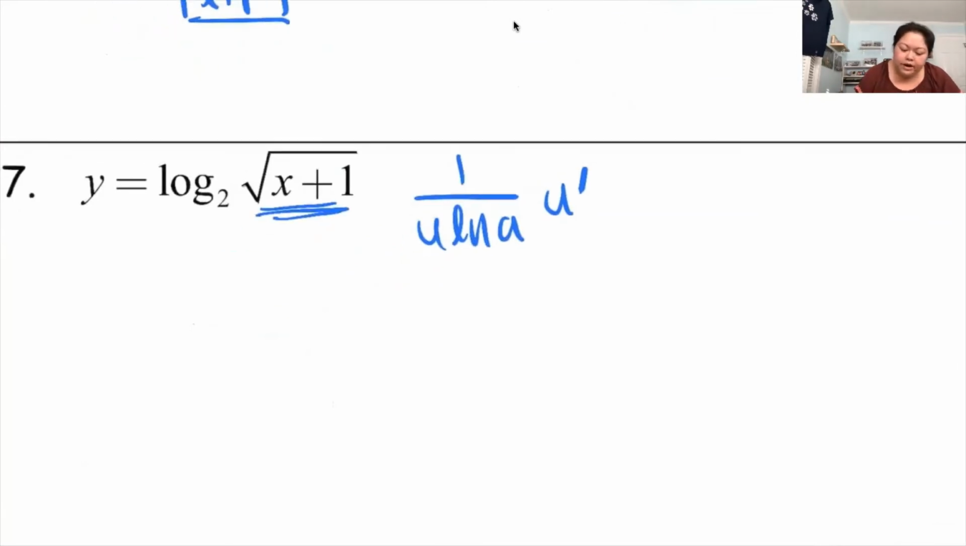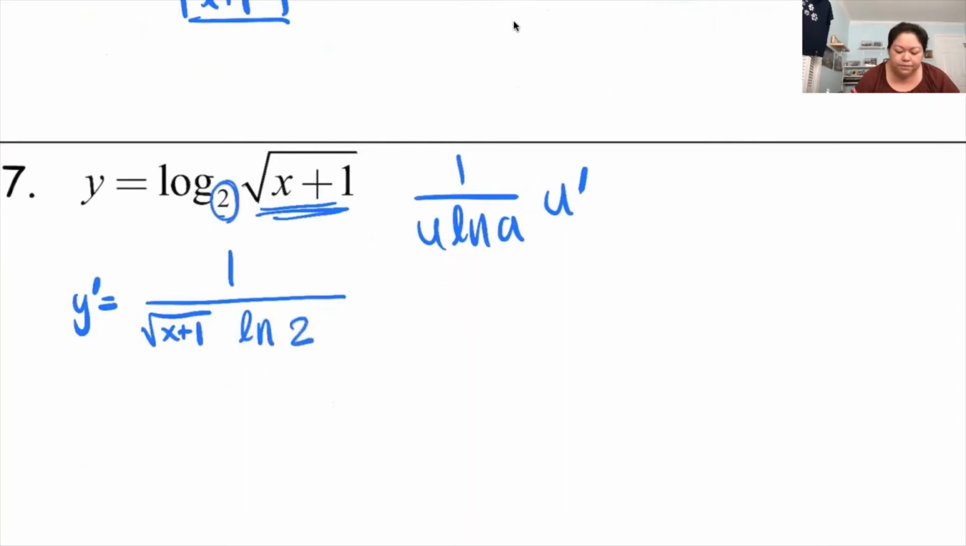Okay, so let's see. Y prime equals, the formula says 1 over, u is the root x plus 1, so root x plus 1, natural log of a. What is a? A is your base, just like before. A is your base, 2. And then u prime. Now this thing itself, this root x plus 1, has a derivative on its own. So don't forget to change the root now to a 1/2 power. Bring down the 1/2. X plus 1 now to negative 1/2.